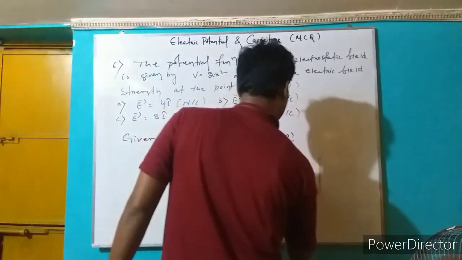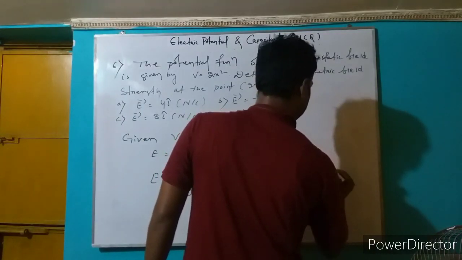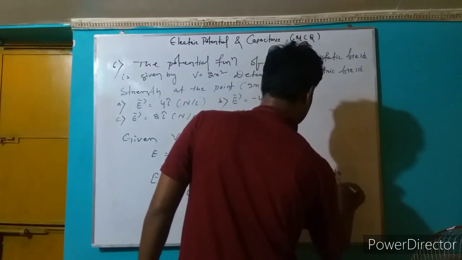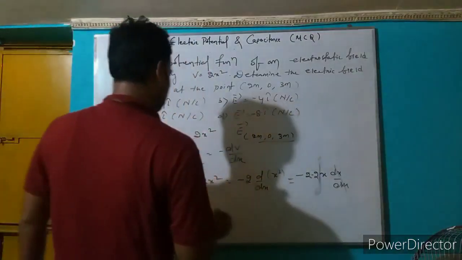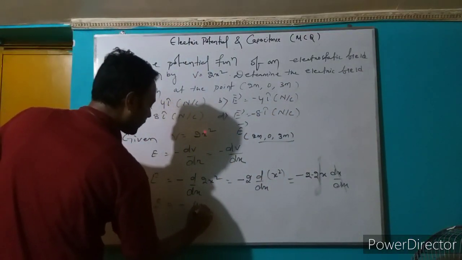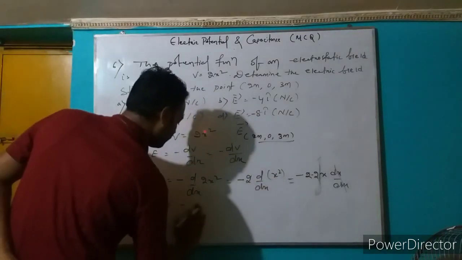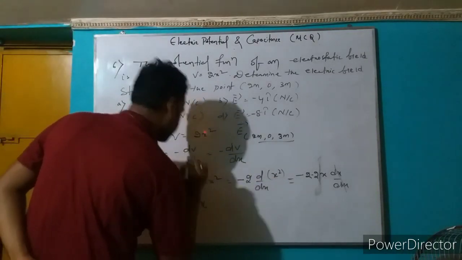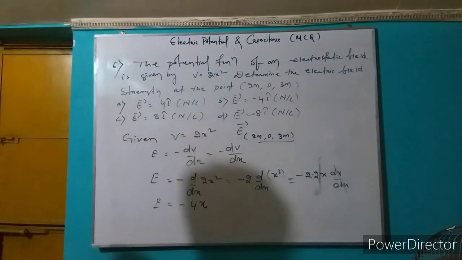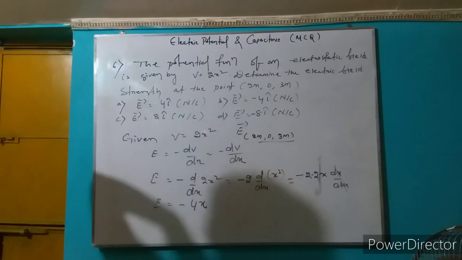So its value can be represented as minus 2 into 2x. Again dx by dx cancels out. How much is here? Electric field equal to minus 4x. So electric field is equal to minus 4x.